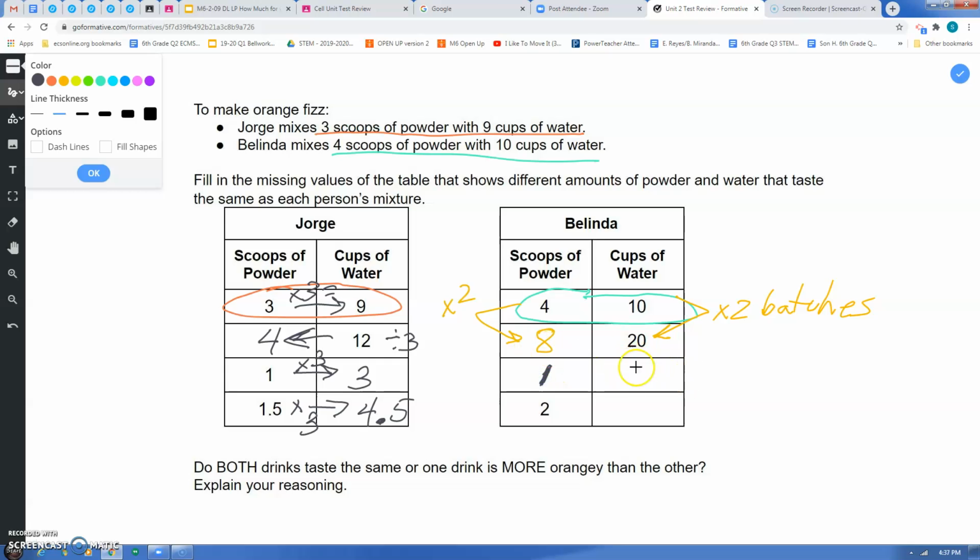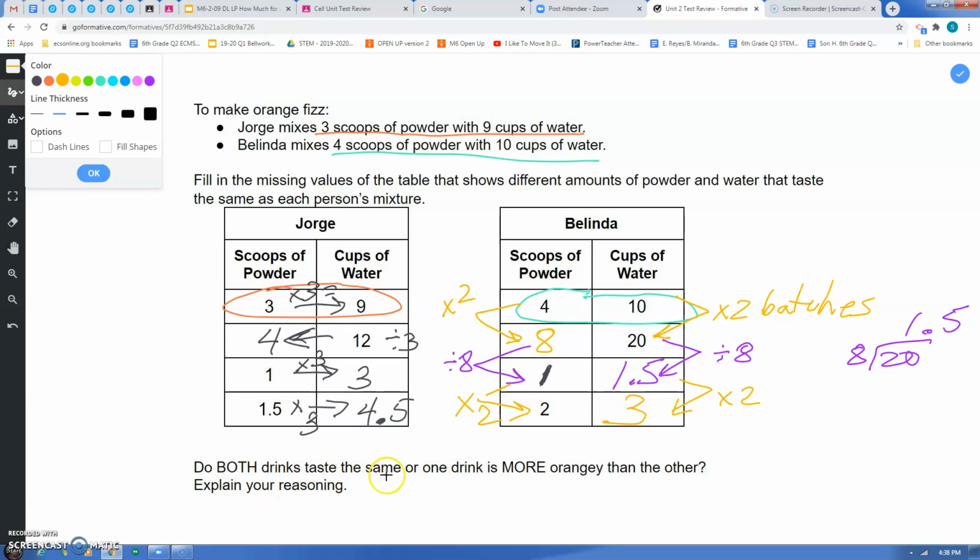And then the one I don't know here yet, but I know the math. I can do the math here. So from here to here, what math do I need? From 8 to 1, I divide by 8. So 8 to 1, 20 to 1, I can divide by 8. And if I do the math there, 20 divided by 8 is 2.5. Alright. And the last one, I can do again similarly, multiply by 2. From here to here, multiply by 2 batches. 1 times 2 is 2. 1.5 times 2 is 3.